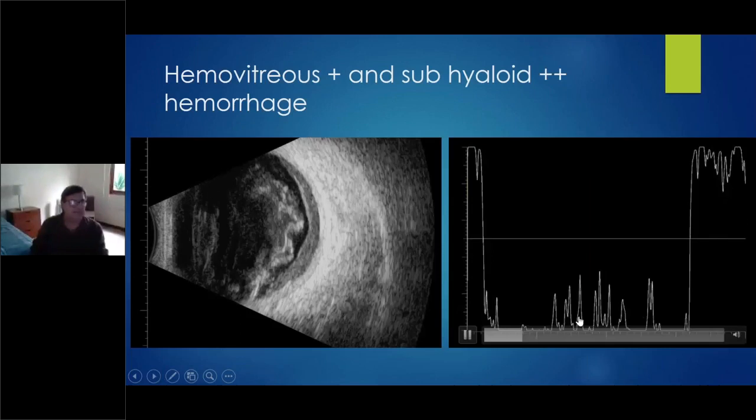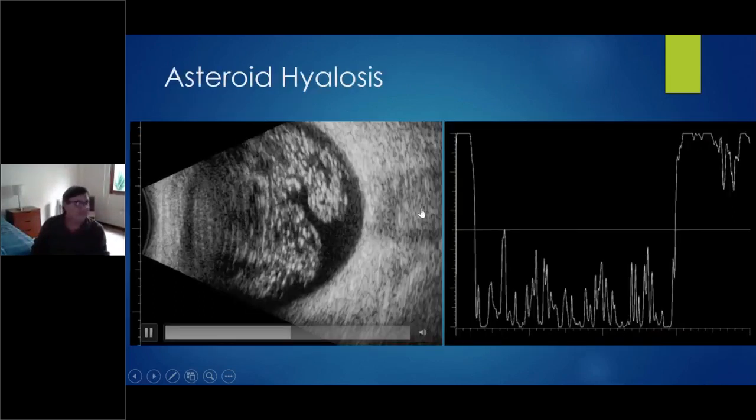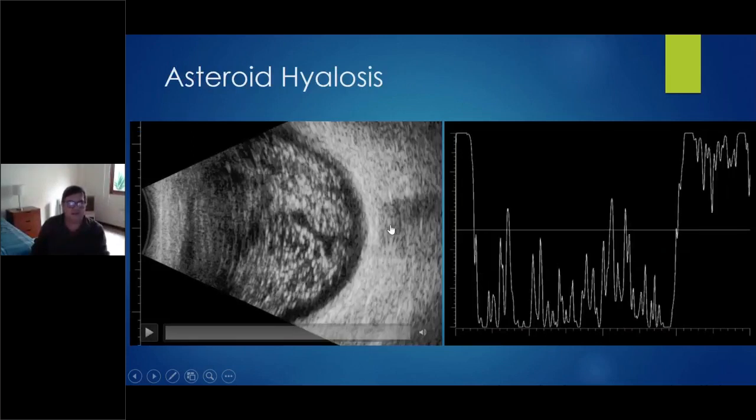This is asteroid hyalosis. Look at this, and look at the optic nerve. I mean, I'm doing, this is up and this is down. This is the right eye. It should be 12, 6, and the optic nerve should be at 3. It's easy if you understand the positions. Another asteroid hyalosis and posterior vitreous detachment.